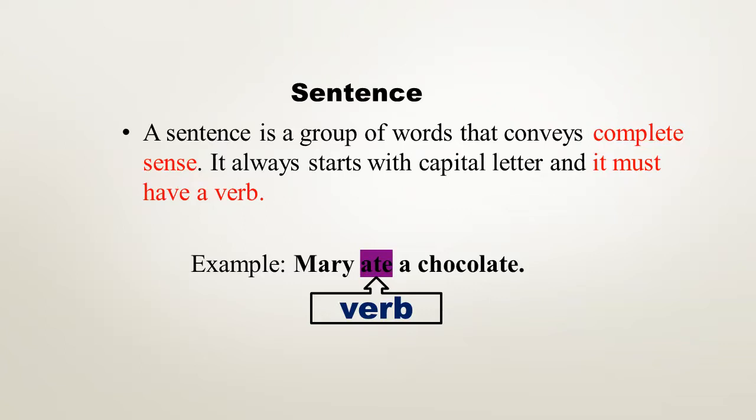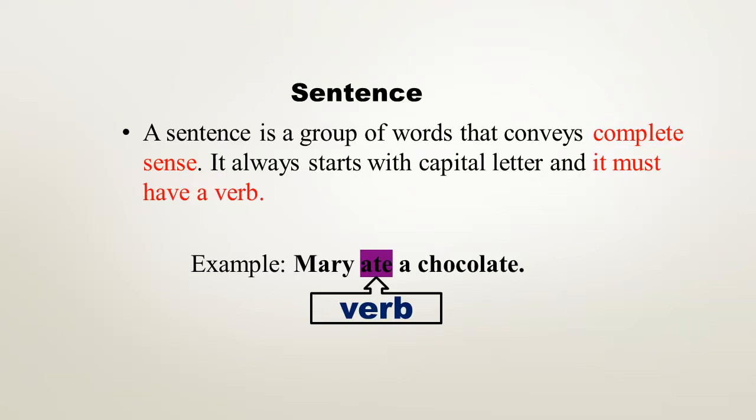Mary ate a chocolate. In this sentence, the main thing is the verb ate. If we skip the verb ate, the sentence would be Mary a chocolate, it would be a phrase. It would not be a sentence. It would be no longer a sentence.